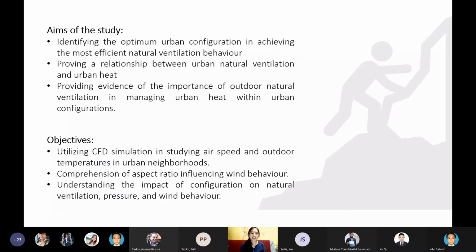These are the aims and the objectives of this study. Basically, one of the main aims is to identify the optimum urban configuration in achieving the most efficient natural ventilation behavior, and how arrangements or building configurations can augment airflow throughout the community, and emphasizing its importance.